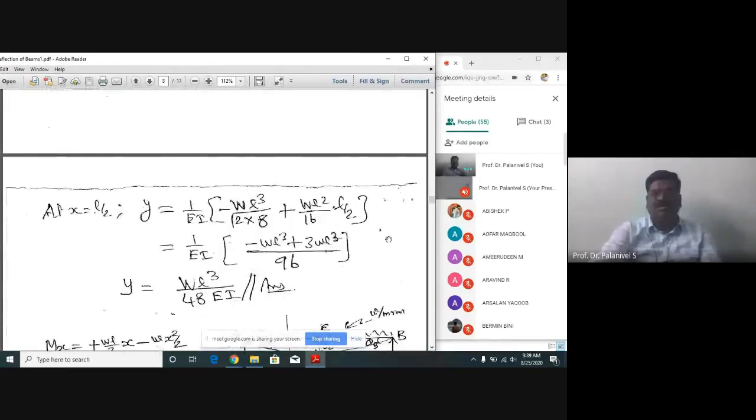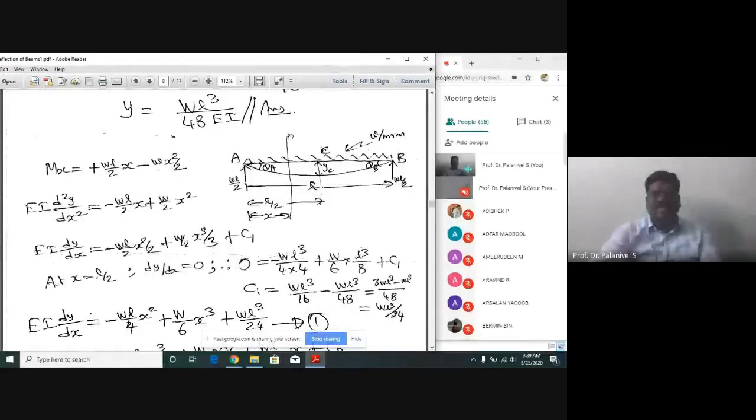Likewise, here also you consider a section XX at a distance x from end A, say. Now, what is the general expression for bending moment? For that, you should determine the support reaction. What is the support reaction? What is the total load acting here? W into L span, that is the total load. Half of it, WL by 2.